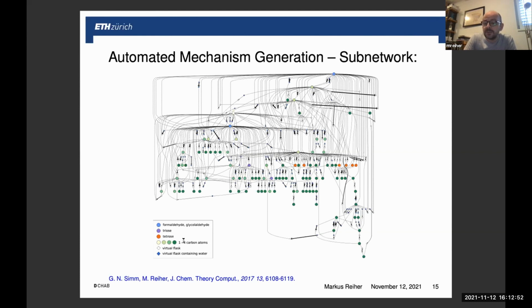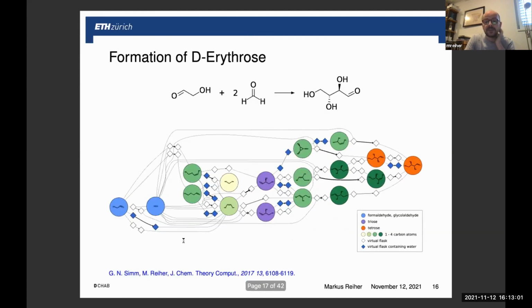And of course, it's difficult to understand chemical-wise what's going on. But you can design automated algorithms which evaluate this. And then from these algorithms, for instance, you get sub-mechanisms which tell you how, from the starting materials on the left, you actually go to the sugar molecules here in violet and orange. Okay, so this is what we are applying it for.